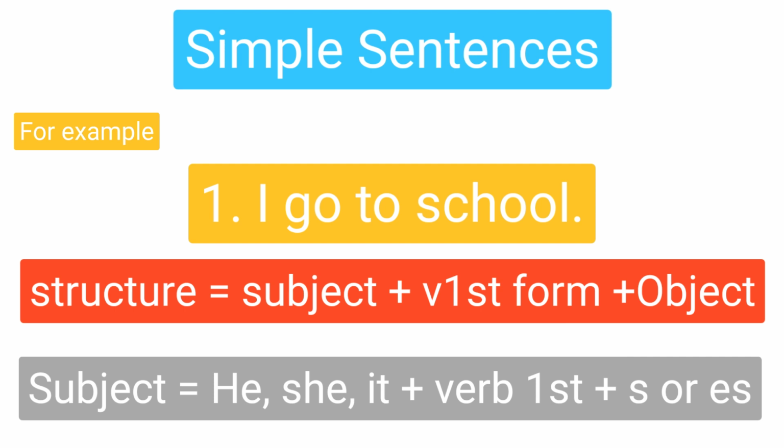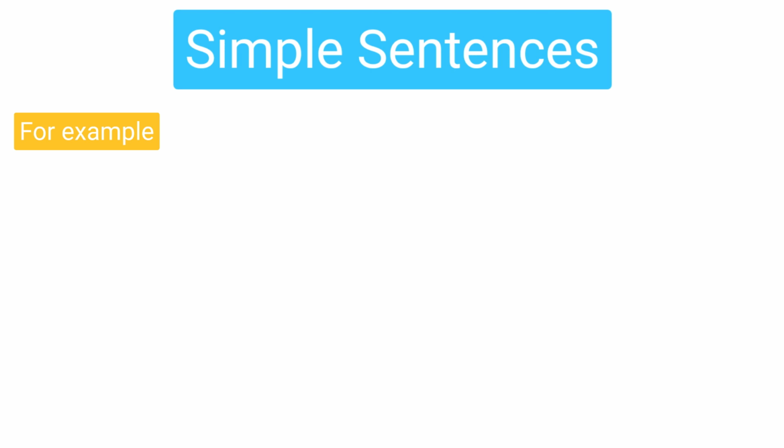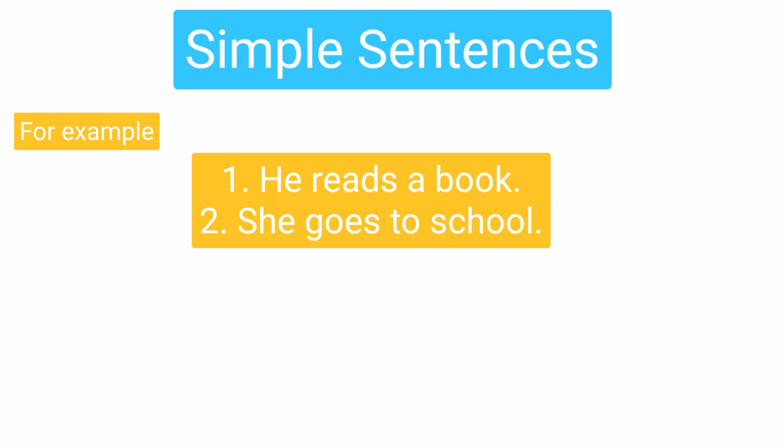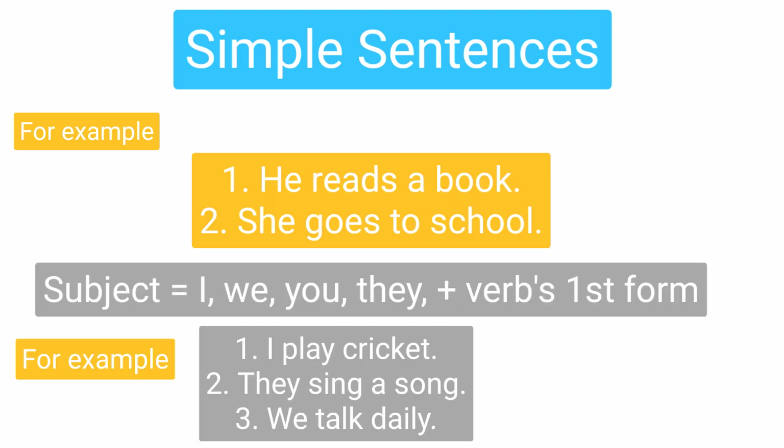If the subject is he, she, or it, then we have to use the verb's first form plus s or es. For example, he reads a book, she goes to school. If the subject is I, we, you, or they, then we use only the verb's first form. For example, I play cricket, they sing a song, we talk daily.